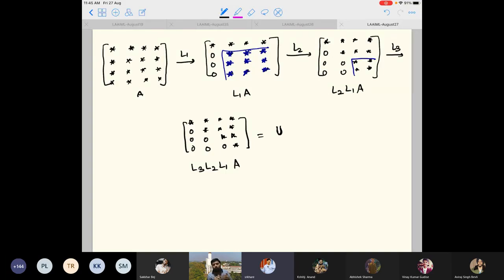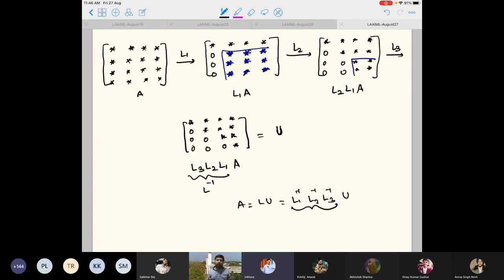Now what is left to prove is that this matrix L inverse is such that when you write A equal to LU, which is nothing but L1 inverse, L2 inverse, L3 inverse into U, this product is actually a lower triangular matrix. If you are able to prove that, then you get the LU decomposition that you desired, and then your job is done.